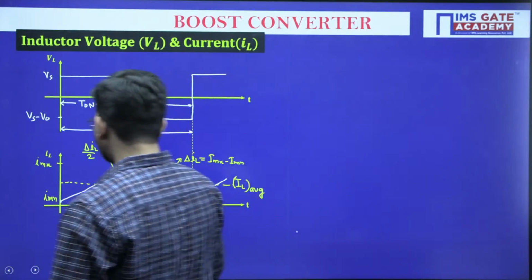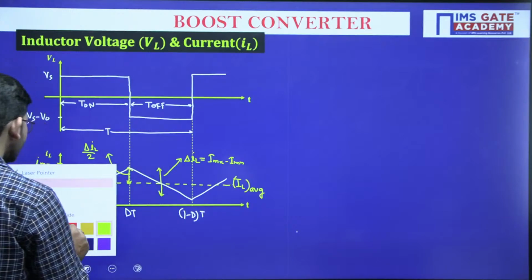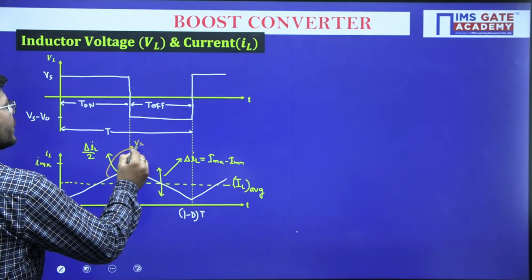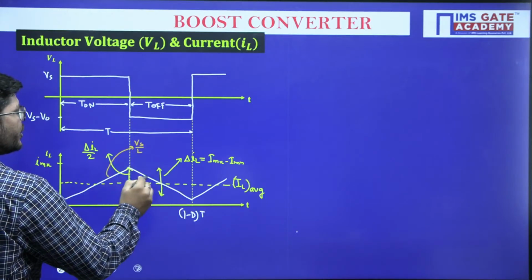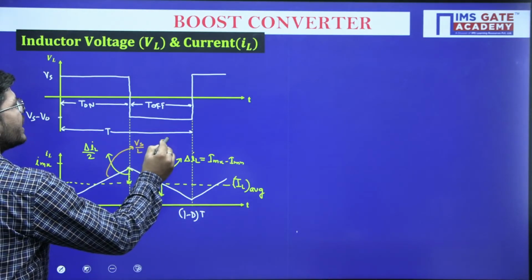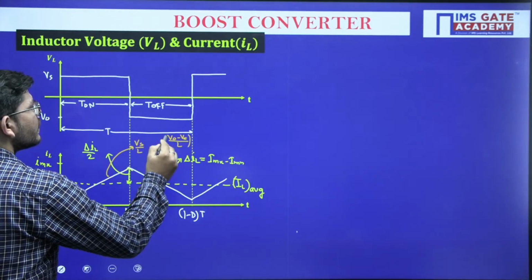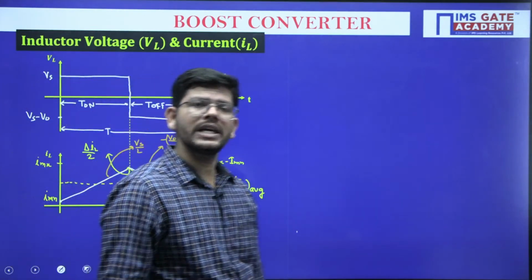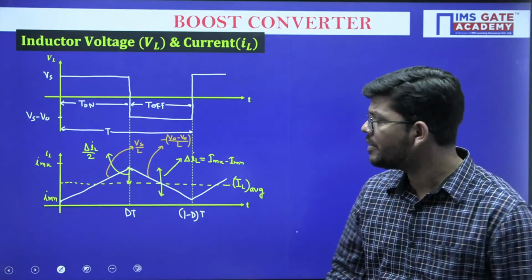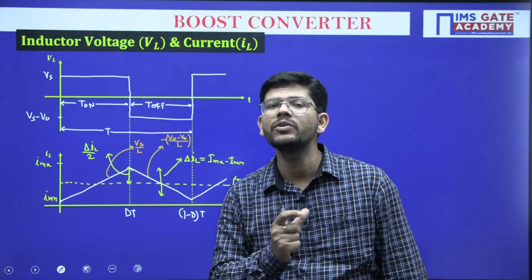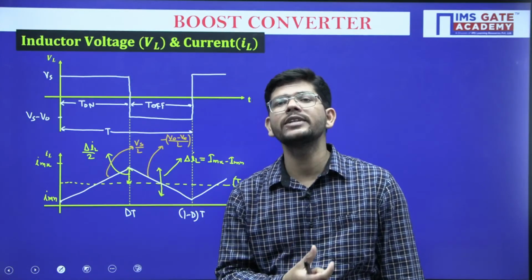It is increasing linearly for the on period and it is decreasing linearly for the off period. So during this time the slope is Vs by L, and during this time the slope is minus of (V naught minus Vs) over L. So this is how the inductor current is varying. For on time it is increasing linearly, for off time it is decreasing linearly, and we have assumed continuous conduction. And inductor current we have assumed as periodic.